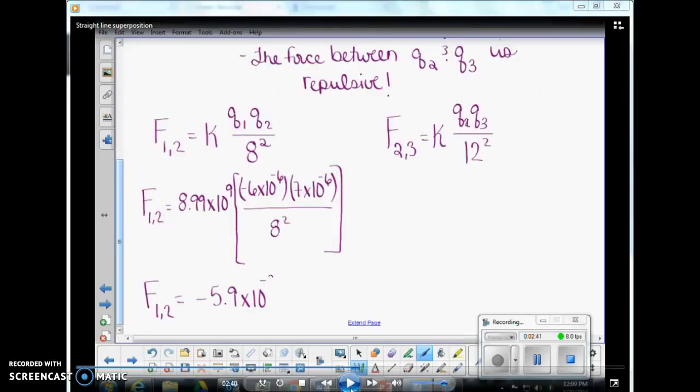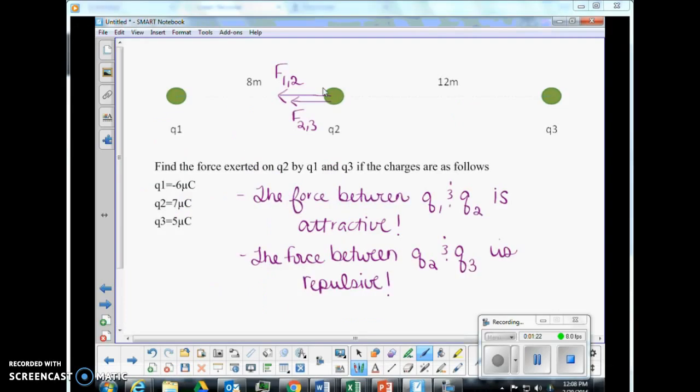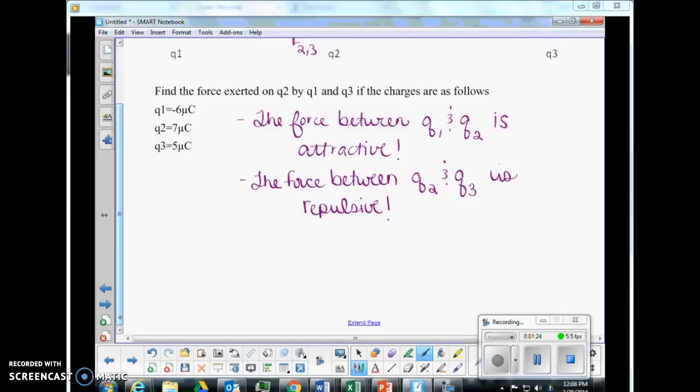All right, so what we're going to look at now, I'm going to go back a little bit in our video. Got a little ahead of myself. So we know that the force between Q1 and Q2 is attractive, and the force between Q2 and Q3 is repulsive. Now we're going to find the value of each of those forces. I'm going to calculate the force between particle 1 and particle 2.